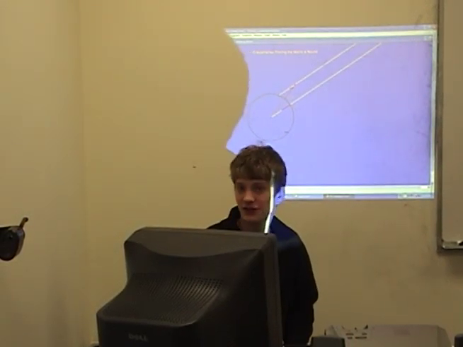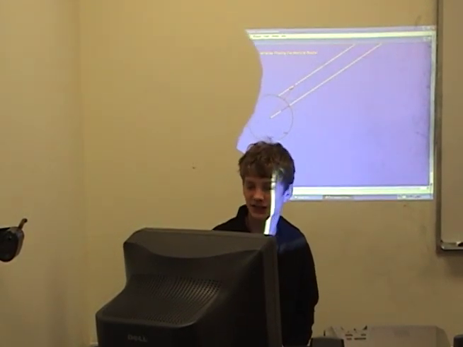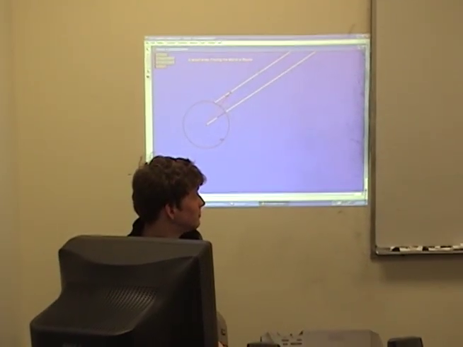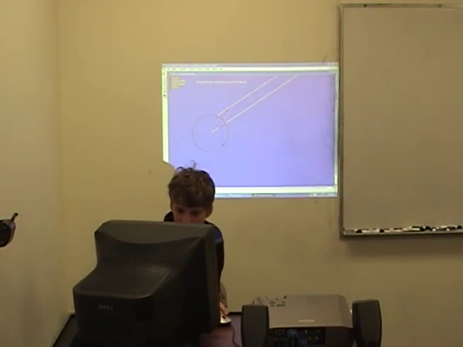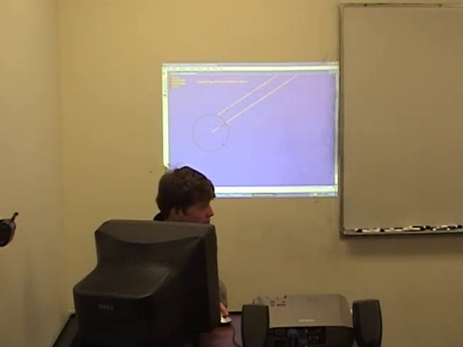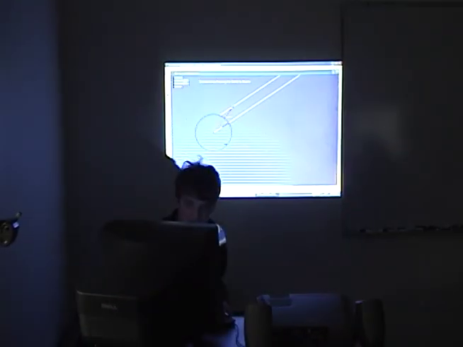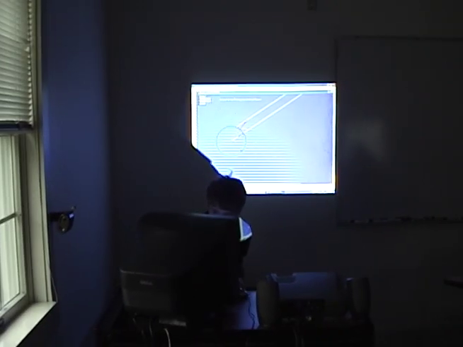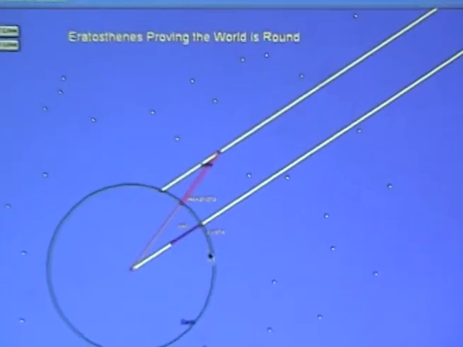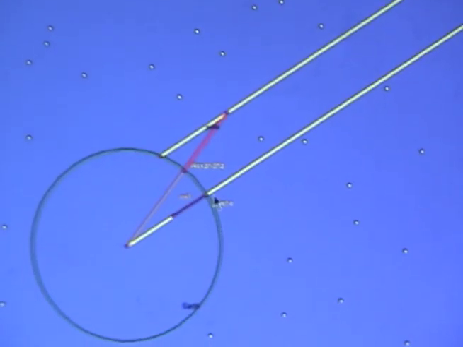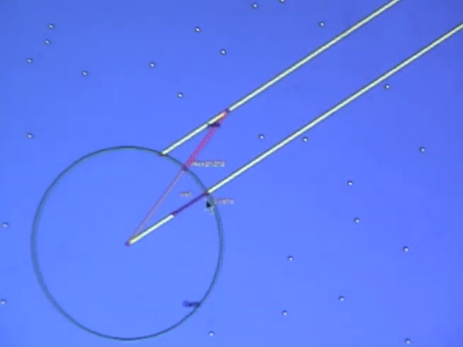So I'm Grady Gund, and I did a project on Eratosthenes, an ancient mathematician who did a whole bunch of things, like proving the world is round. He lived in Syene in Egypt, and he realized that the light from the sun shone directly down a well because Syene was directly below the Tropic of Cancer.